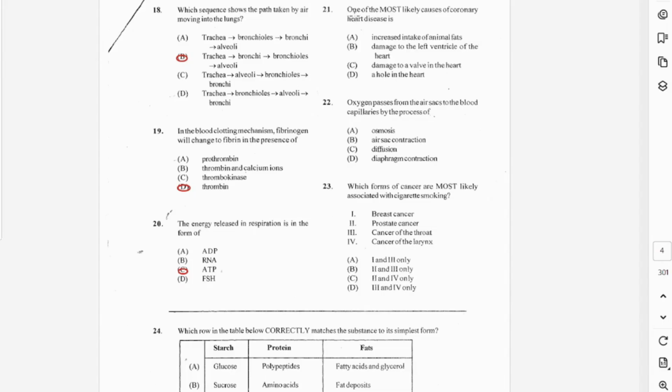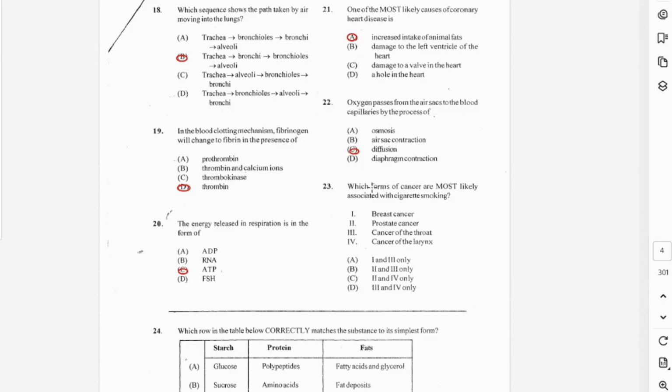21. One of the most likely causes of coronary heart disease is A, increased intake of animal fat. 22. Oxygen passes from the air sacs to the blood capillaries by the process of C. This is the process of diffusion, movement of gases from where there's more to less.